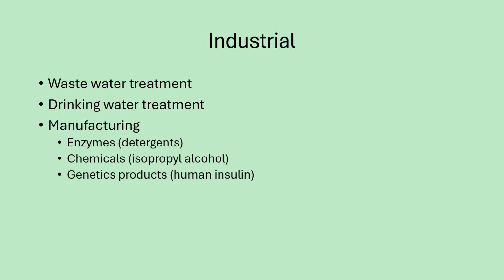Some of the chemicals you routinely buy, like isopropyl alcohol. Isopropyl alcohol is rubbing alcohol. We use microorganisms to make that. In terms of genetic products, like human insulin and human growth hormone, we use microorganisms now to produce those. We'll have a chapter where we'll talk about the applications of what's known as recombinant DNA techniques, and so you'll learn how we do that.